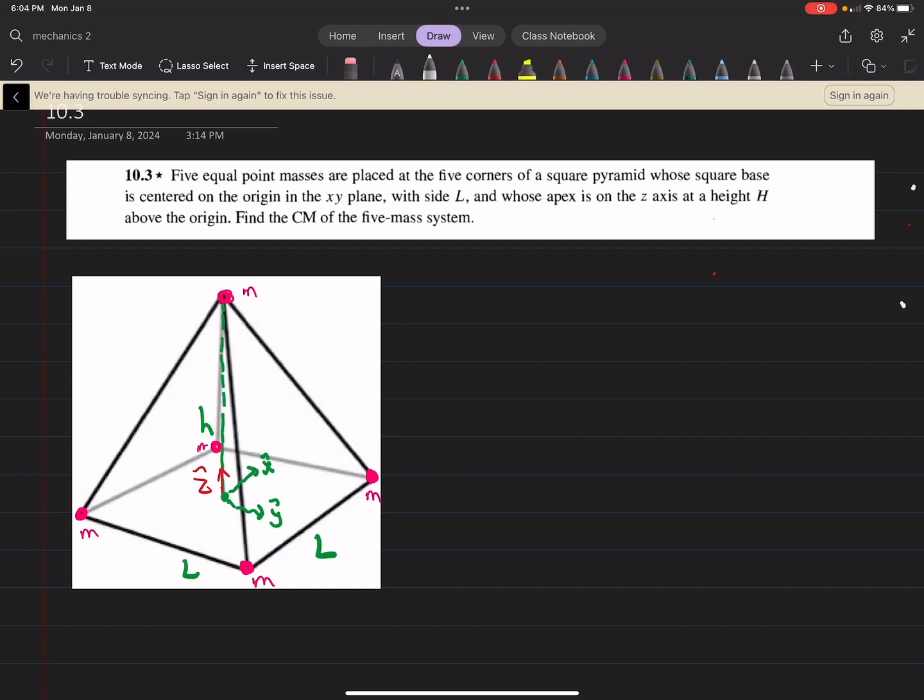So this one says five equal point masses are placed at the five corners of a square pyramid whose square base is centered on the origin in the xy plane with sides L and whose apex is on the z-axis at a height h above the origin. Find the center of mass of the five-mass system.